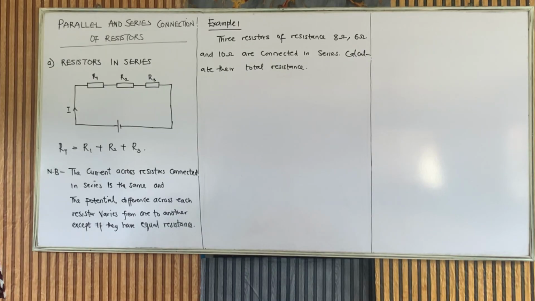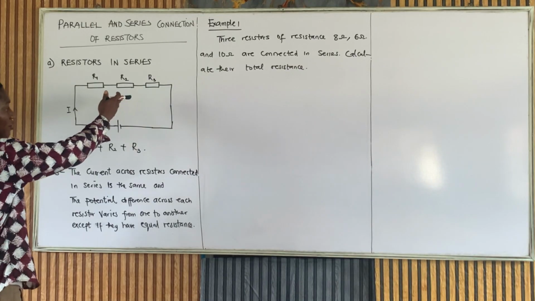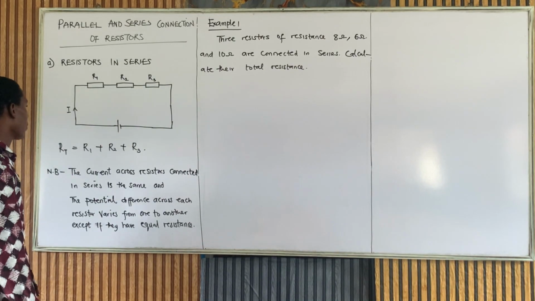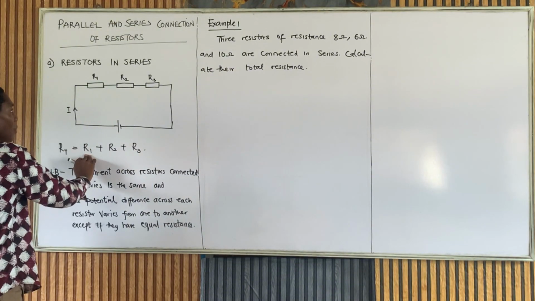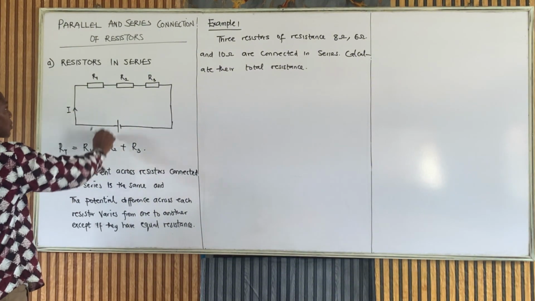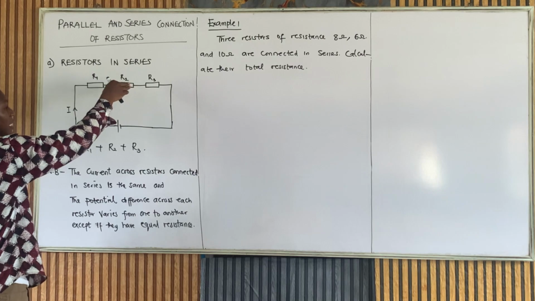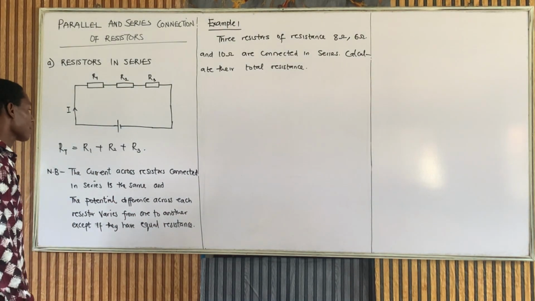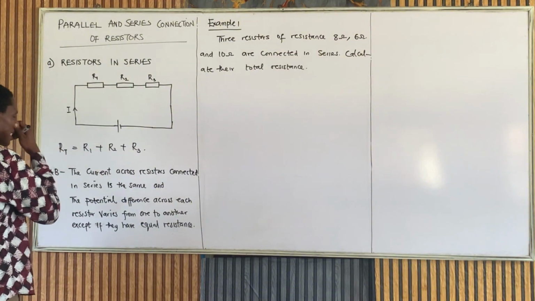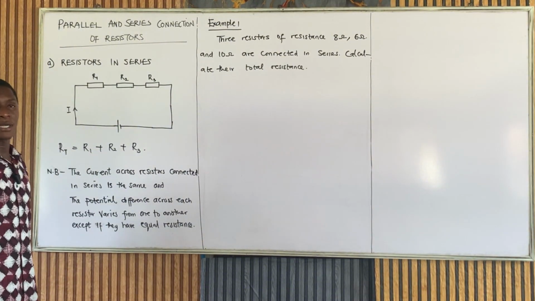So we want to look at parallel and series connection of resistors. Let's take the first one now, resistors in series. If we have resistors in series as shown in the circuits above, the total resistance will be R1, the resistance of the first resistor, plus R2, the resistance of the second resistor, plus R3, the resistance of the third resistor. Even if they are 10, you keep adding them in such manner. That's how to get the total resistance. So RT here means total resistance.